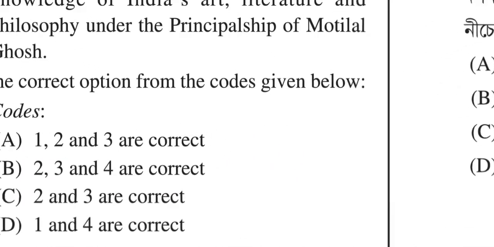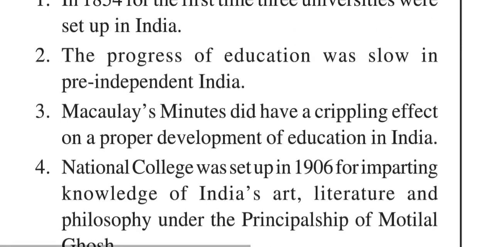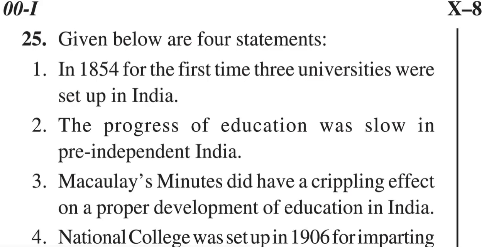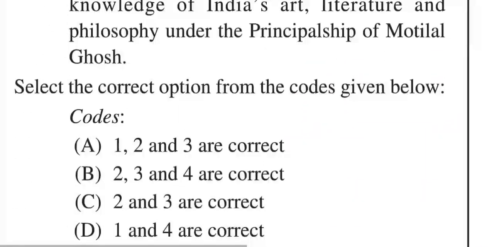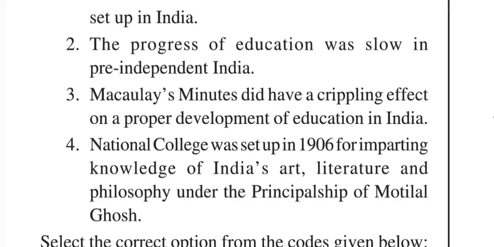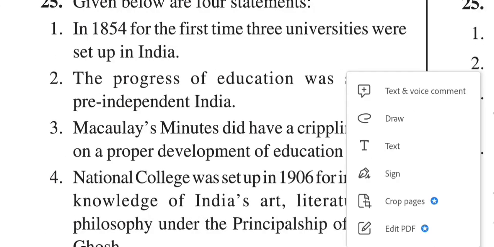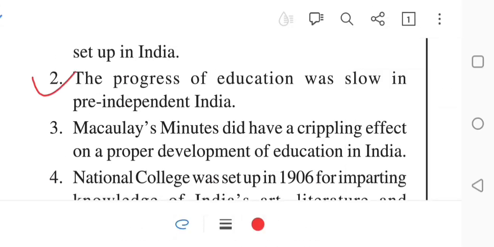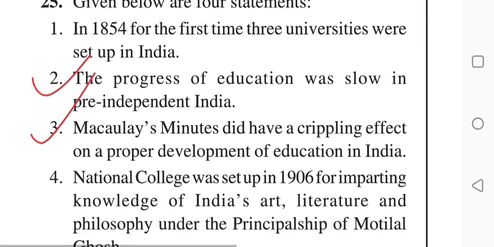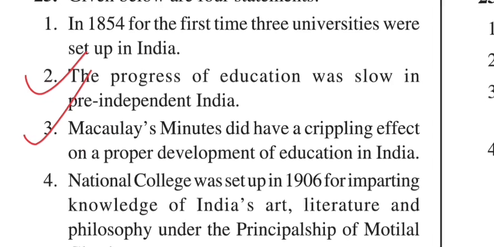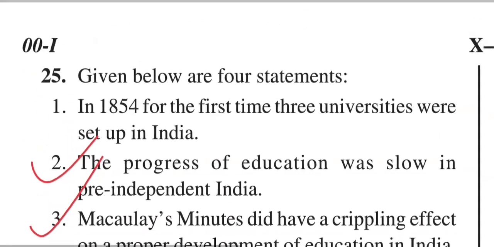So, what is correct? Correct answer of this question will be number C. That means 2 and 3 are correct. That is, the progress of education was slow in pre-independent India, no doubt about it. Number 3, Macaulay, you must have heard Macaulay. Macaulay's minutes did have a crippling effect on a proper development of education in India.